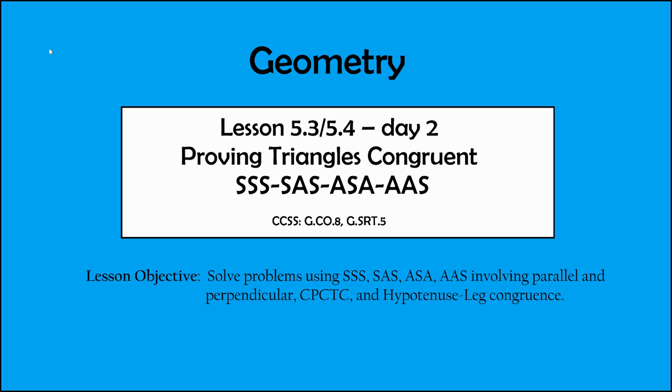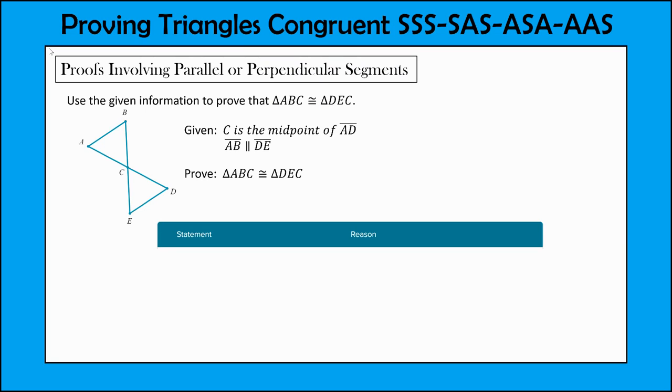How do we use that? We're going to work with the concept of corresponding parts of congruent triangles are congruent, which is the CPCTC you see listed there, and then also the hypotenuse leg concept. How do we use that? So we're going to add all that in today and still be working with the concept of proving triangles congruent.